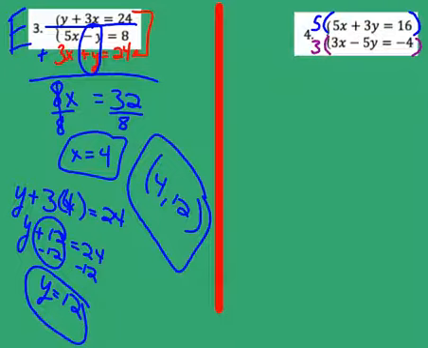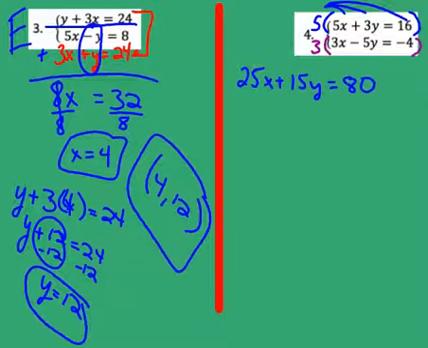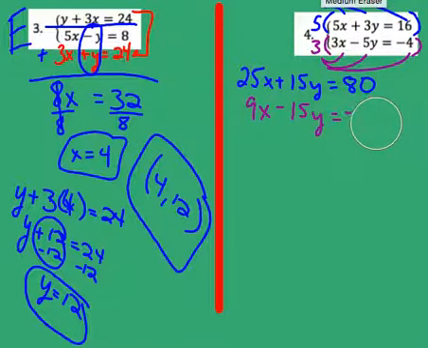So if I go back to blue here, I'm going to distribute this. So 5 times 5x is 25x plus 15y equals 80. Then if I take this purple one and distribute, this is going to be 9x minus 15y is equal to negative 20. Not negative 20. I'm about to do this problem wrong. I multiply by 3 here, right? Here's what I'm looking for.